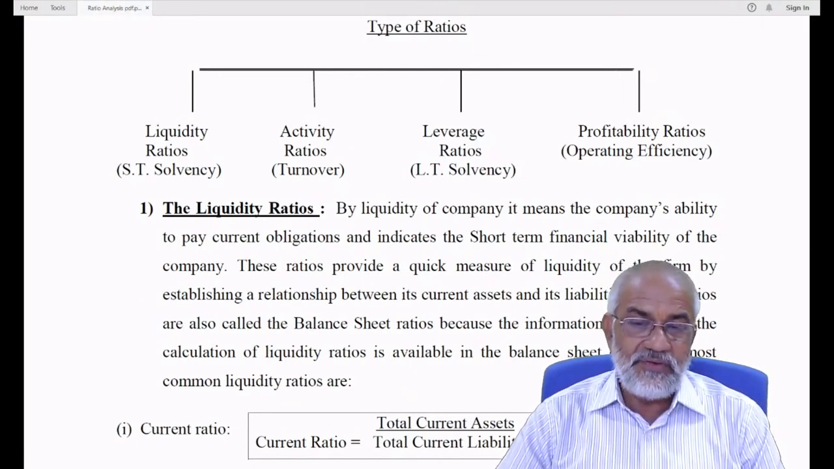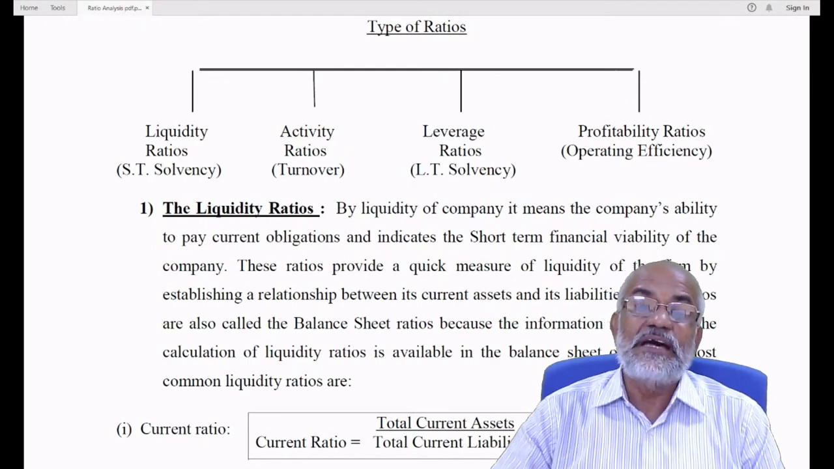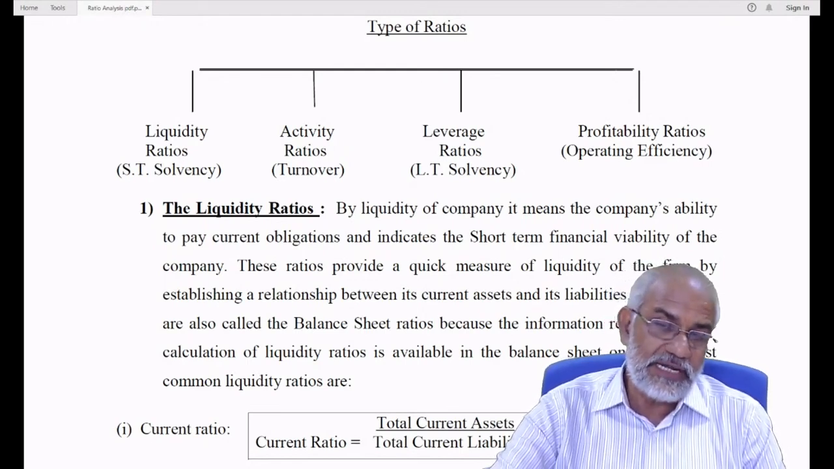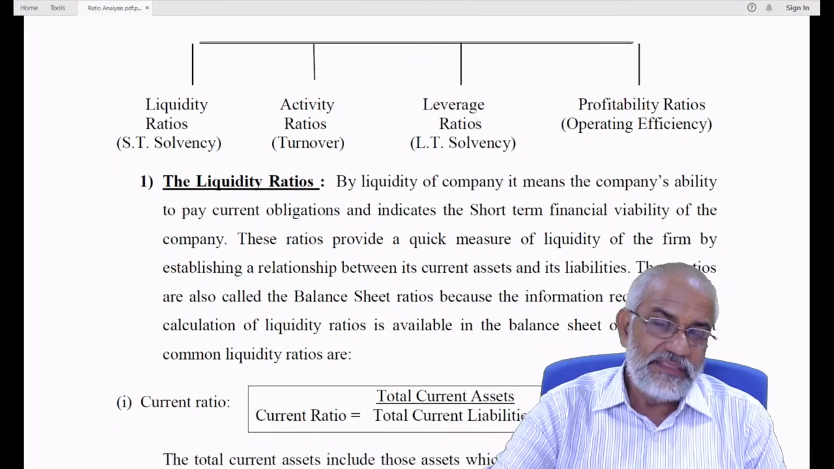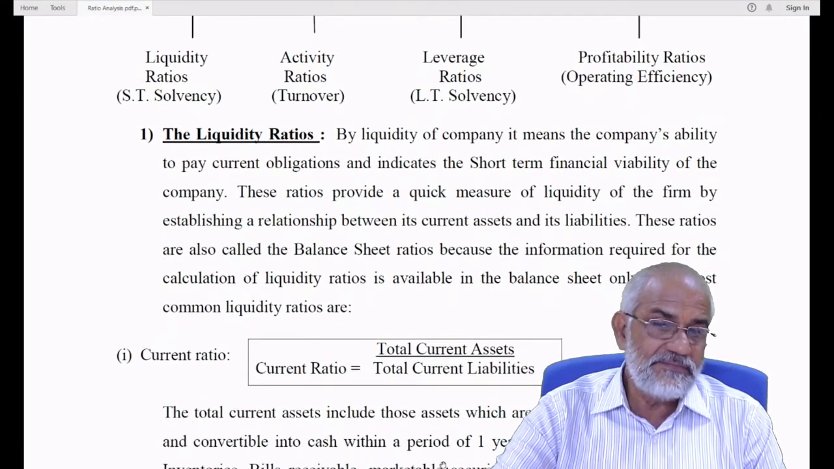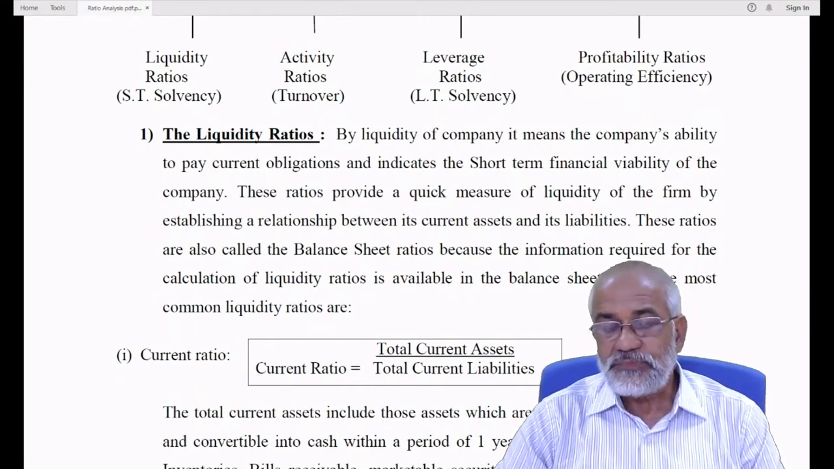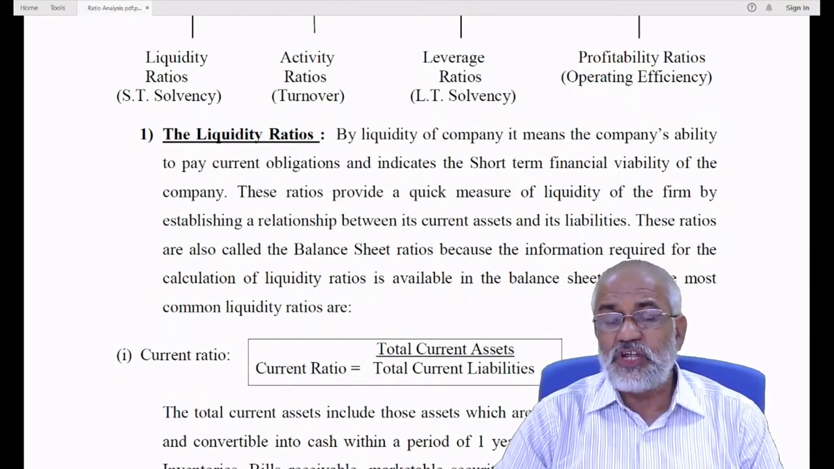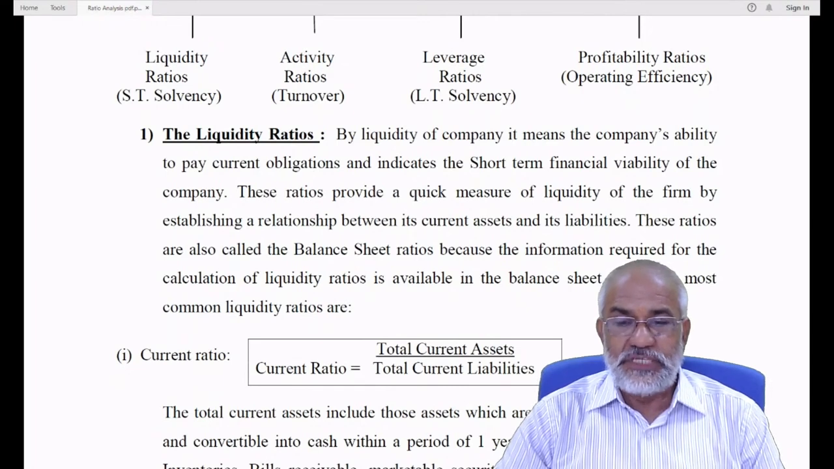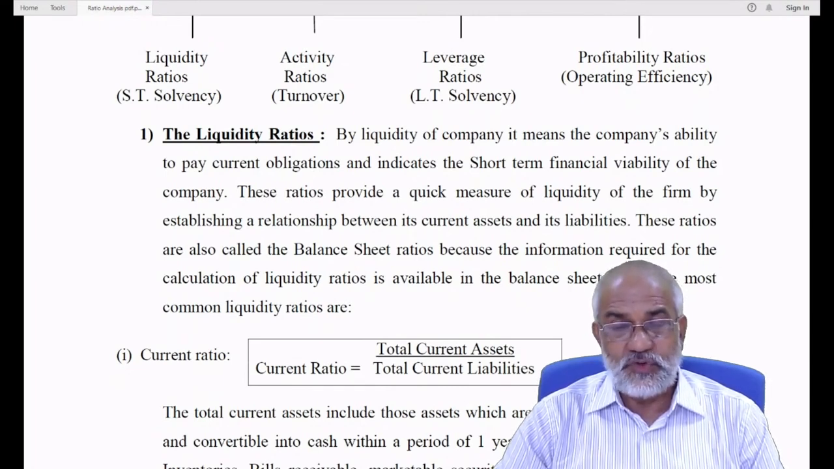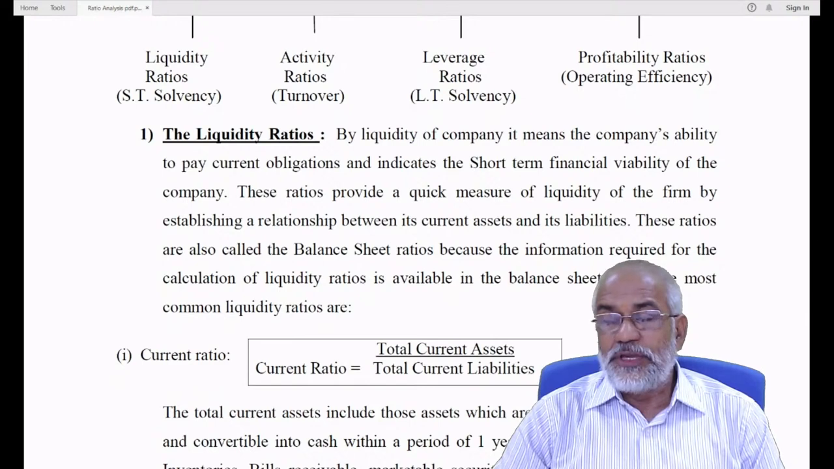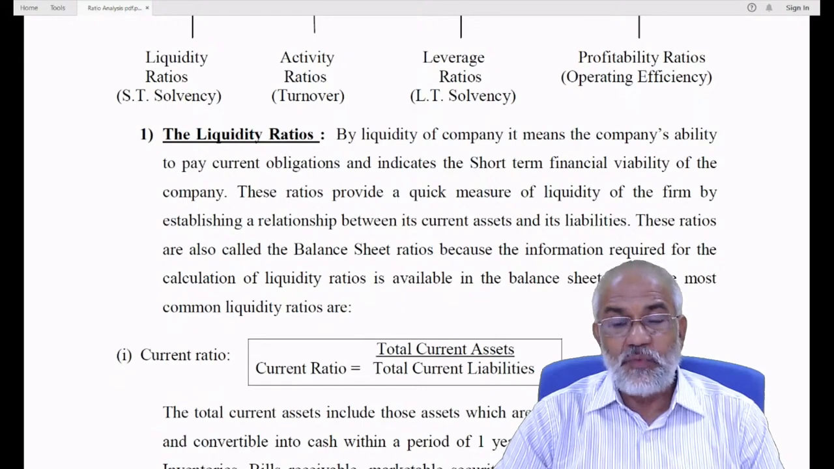Current ratio: the equation for current ratio is total current assets divided by total current liabilities. Current assets have three characteristics. Current assets are those short-term assets which are to be converted into cash or cash equivalent, which are to be consumed or which have to be used in the process of production within one accounting cycle or one financial year. It is called current assets.